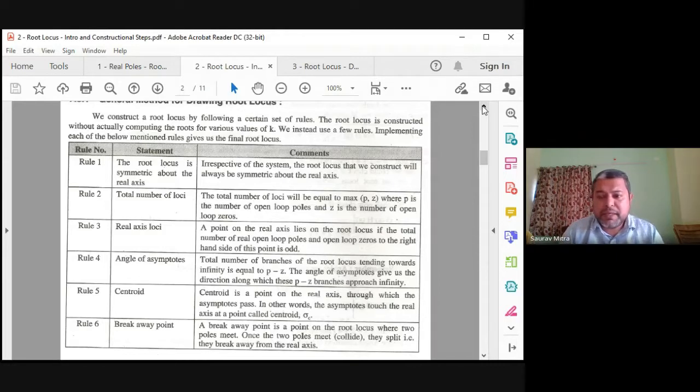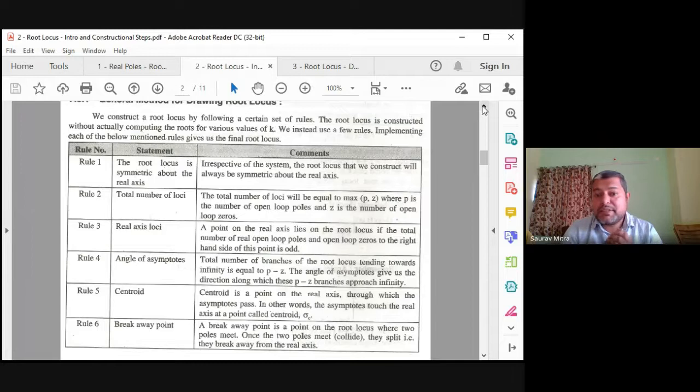Yesterday we saw one numerical, K divided by s into s plus 3 into s plus 6. In that case there was no 0 term and there were 3 open loop poles. So we drew 3 loci, or 3 paths, or 3 root loci. So first you have to understand how many paths you have to draw.